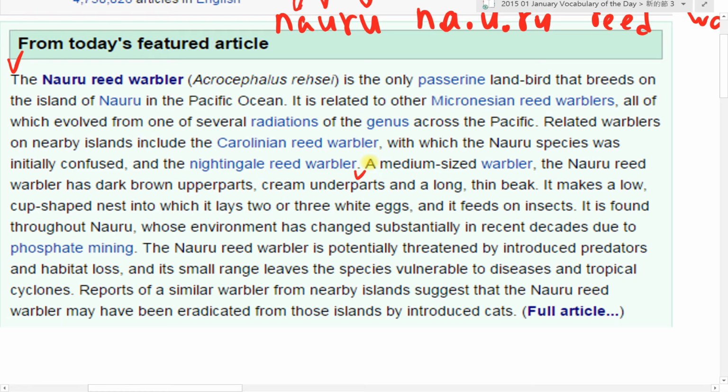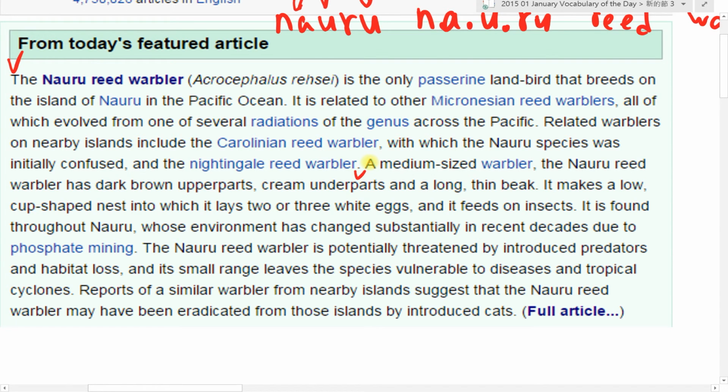on the islands of Nauru in the Pacific Ocean. It is related to other Micronesian reed warblers, all of which evolved from one of the several radiations of the genus across the Pacific. Relative warblers on nearby islands include the Carolinian reed warbler, with which the Nauru species was initially confused, and the nightingale reed warbler.